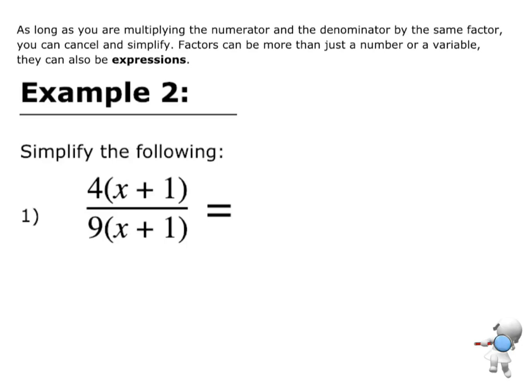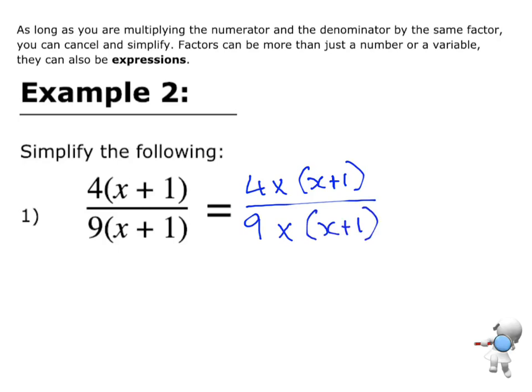Now that was just dealing with things when we had a simple variable or number that was common to both. But remember, it can be a common factor. So in this example here, when we write 4 bracket x plus 1, that means 4 times x plus 1. Similarly on the bottom, that means 9 times x plus 1. So the common factor there is the whole x plus 1 that you've got in brackets. So that whole bracket is being multiplied top and bottom, and so I'm allowed to cancel. And that's why that'll leave me with 4 over 9.